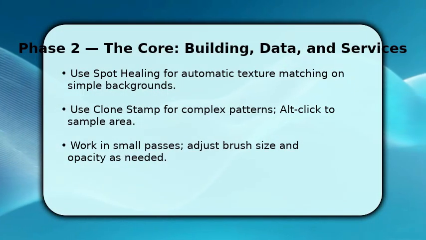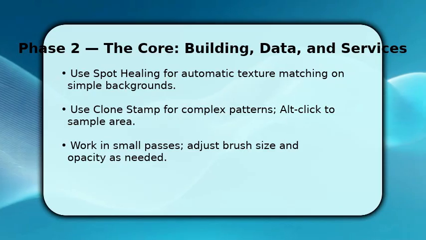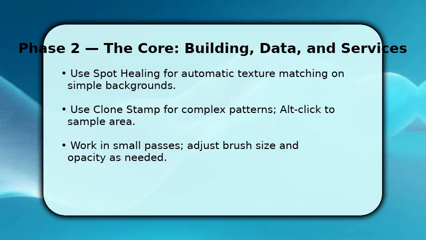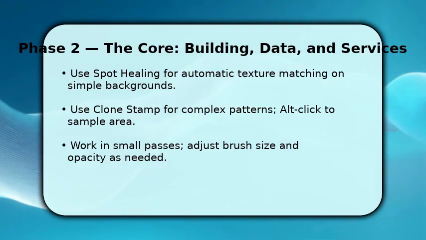Now you perform the actual removal. If background is uniform, paint over letters with the spot healing brush. Photoshop samples surrounding pixels and blends automatically. For patterned or complex areas, switch to the clone stamp.